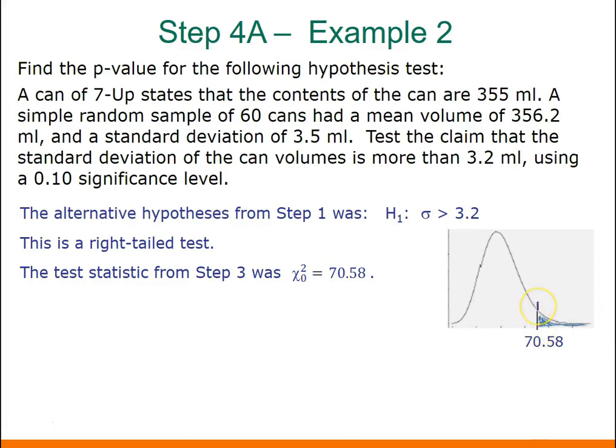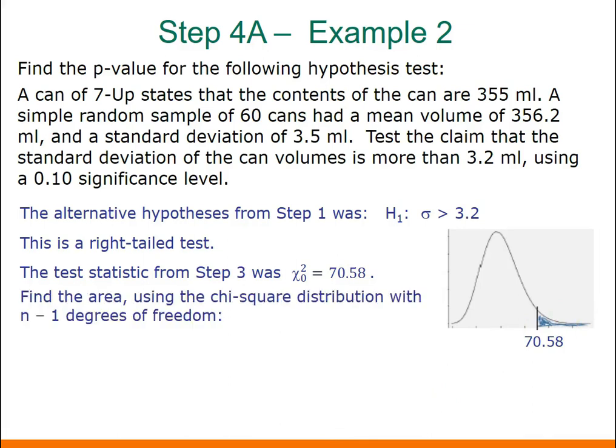So just draw a basic picture of this. It doesn't have to be anything perfect. Put your test statistic on there somewhere and then shade going the right direction. Since this was a right-tailed test, we're going to shade to the right of our test statistic.